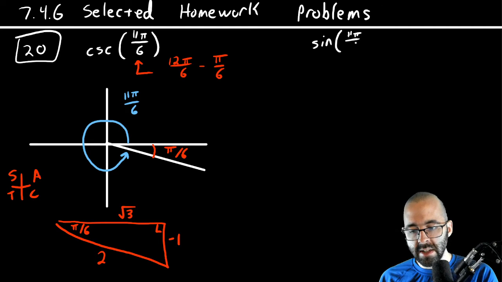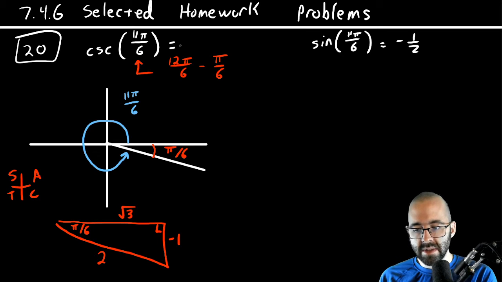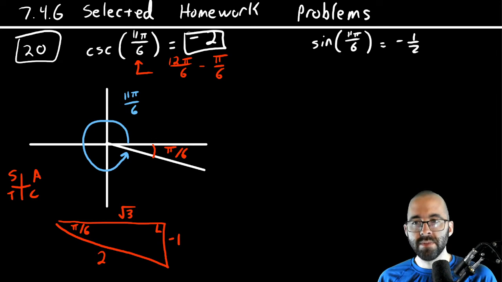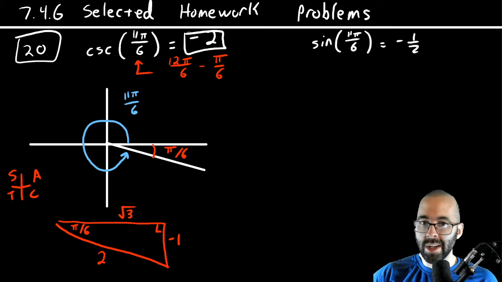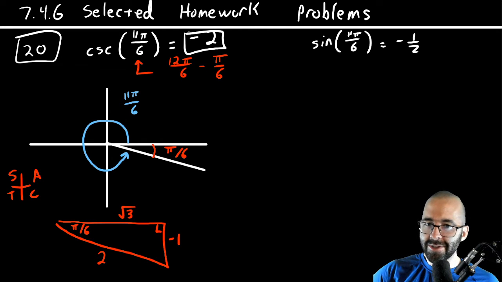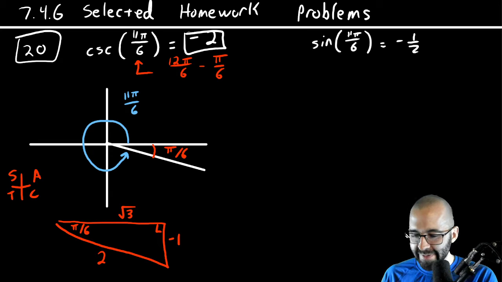Sine of 11 pi over 6 is negative 1/2. Cosecant is that reciprocal, negative 2. And that's all there is to it. All right, never mind. Let's do the next one.